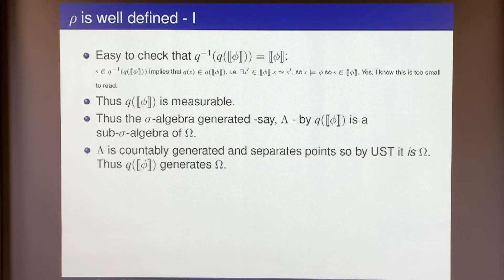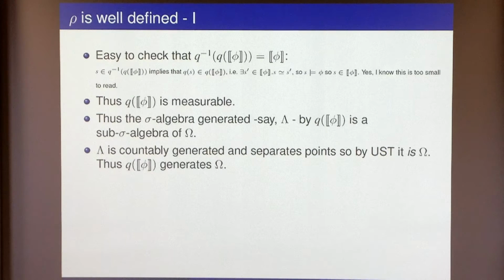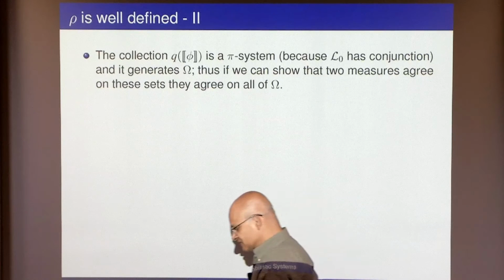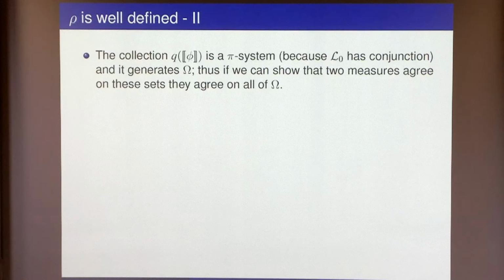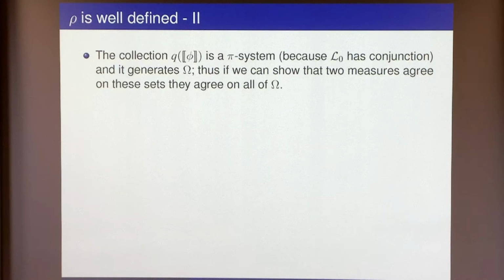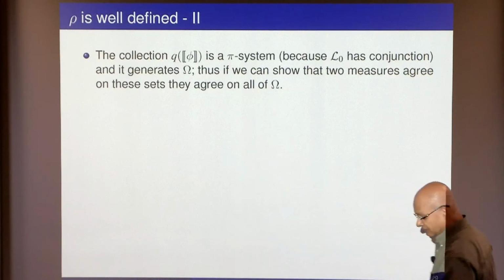I still don't know that it's well defined, however, because I could have picked different points in the inverse image of my point T, and how do I know they match up? So you remember on Tuesday I told you why I loved pi systems. It's because if you have a pi system generating a sigma algebra, and you have two measures, and you find out that they agree on the pi system, they agree on the whole generated sigma algebra. Now this collection of sets, the generating sets that come out of the logic, form a pi system for the simple reason that they contain conjunction. That's why conjunction is in the logic. So if we show that the two measures that you get by choosing different points actually agree on these sets, they will agree on all of omega.